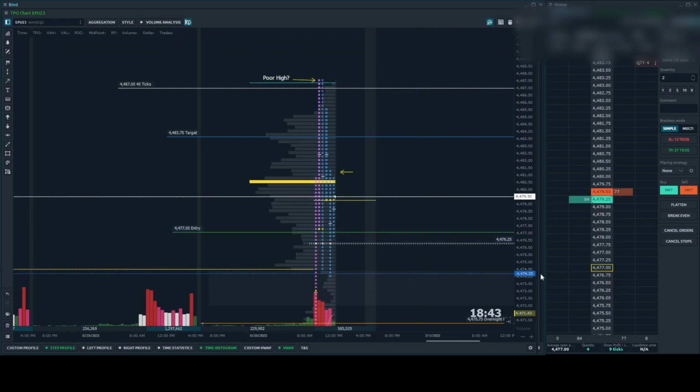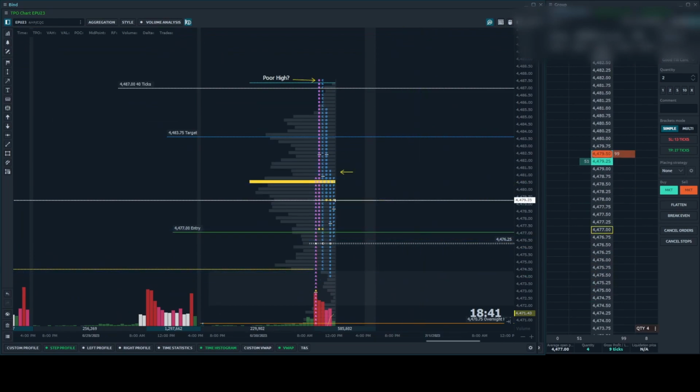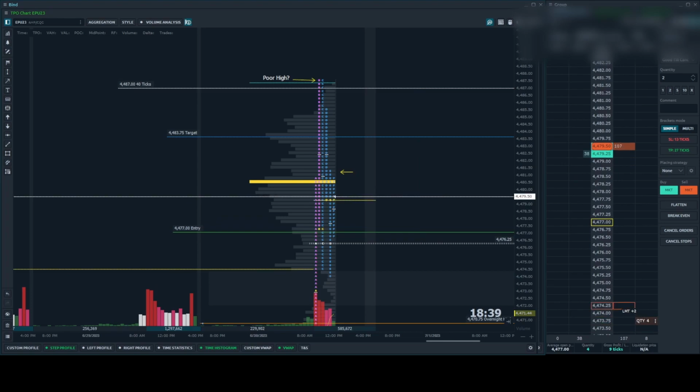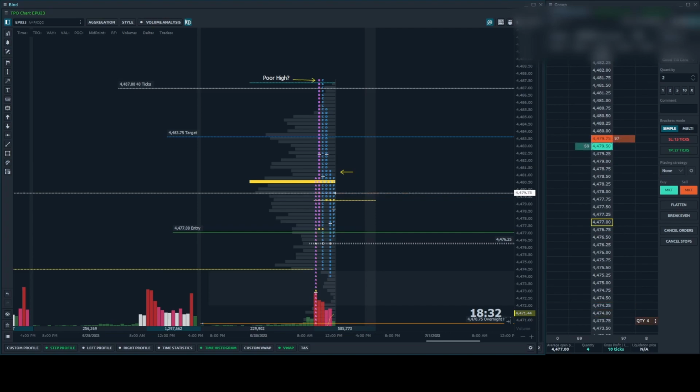And there I have the references set. I think you could go to break even at this point just because I really want this to come out of here strong. If it doesn't, I probably don't want to be in it.